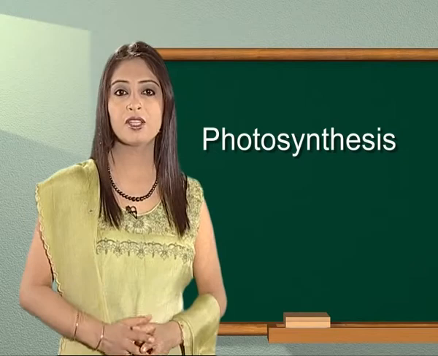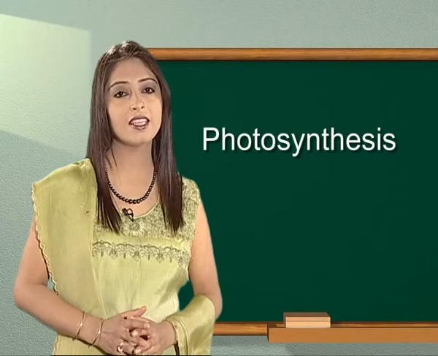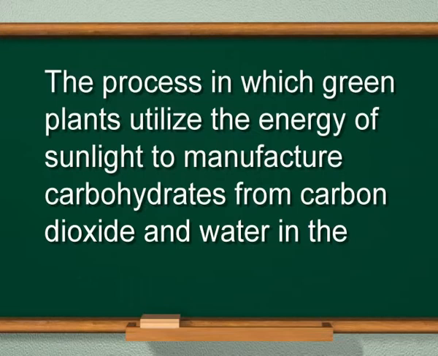The simplest way to understand what photosynthesis is would be to know that it refers to the process of producing and releasing oxygen in the air. Photosynthesis can be defined as the process in which green plants utilize the energy of sunlight to manufacture carbohydrates from carbon dioxide and water in the presence of chlorophyll.